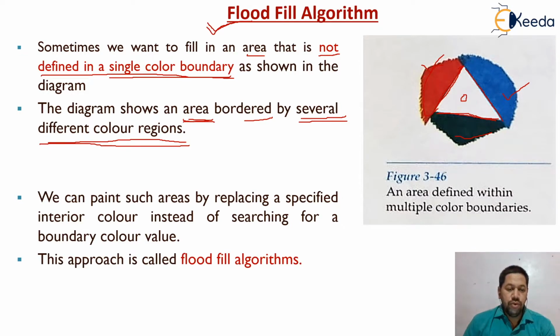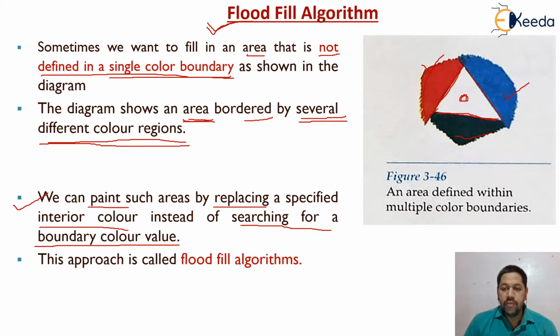Now the next point we are going to consider is that we can paint such areas. How do we paint, or fill, such areas? We can paint such areas by replacing a specified interior color, instead of searching for a boundary color value. So in that case, I'm not searching for a boundary. Suppose this is my seed pixel, or this is my interior pixel.